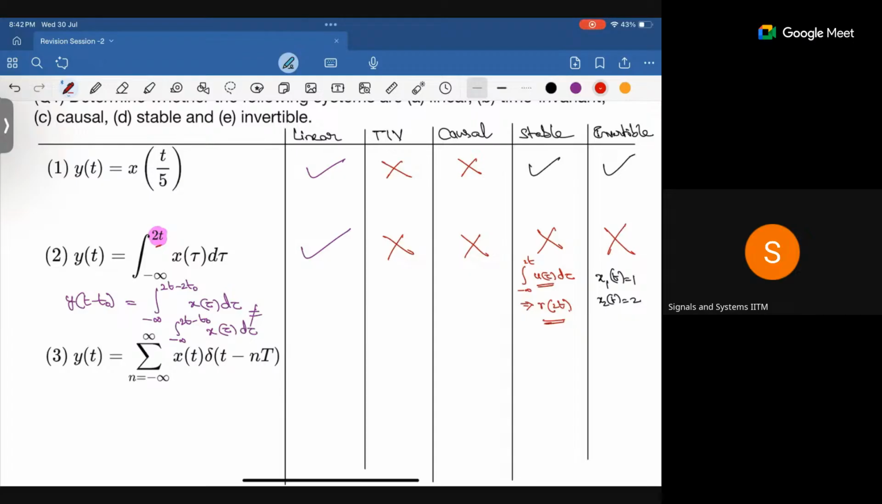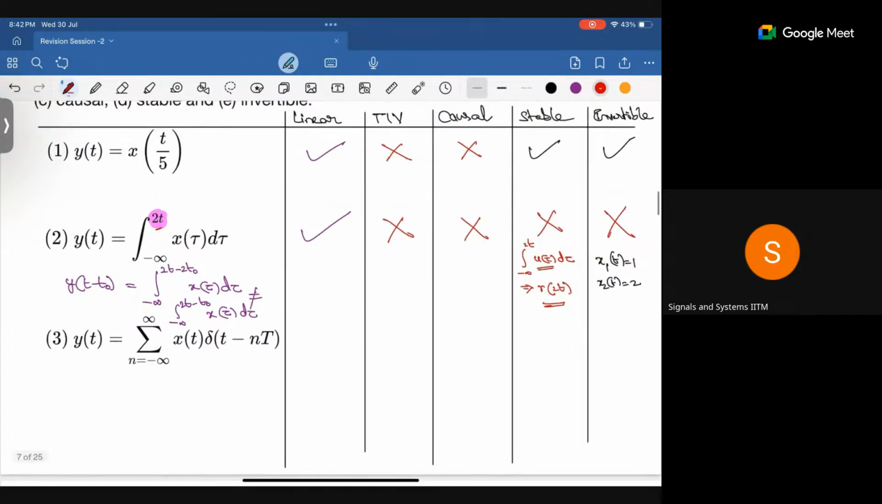Okay. All right. Let's move on. What if y of t is this: the sum over n from minus infinity to infinity of x of t times delta of t minus nT. Have we seen this kind of expression so far?